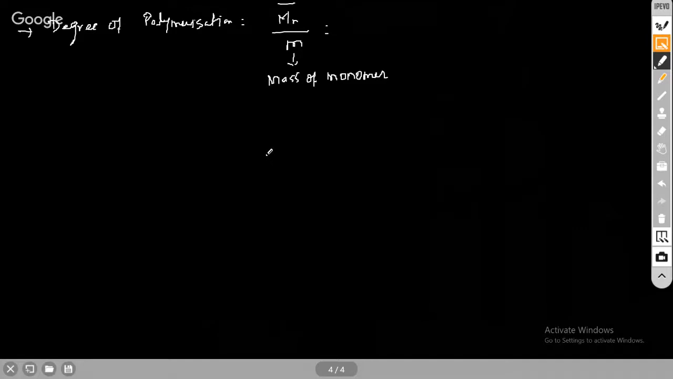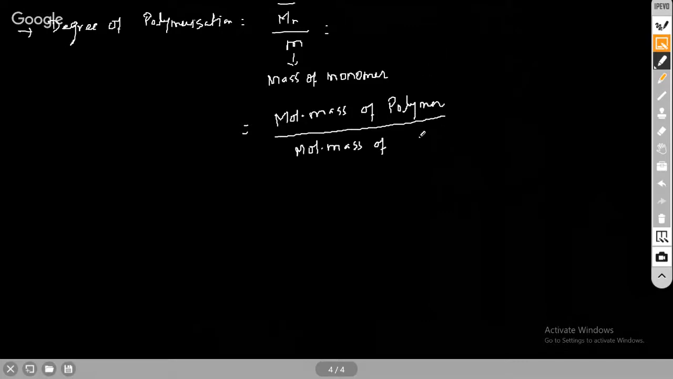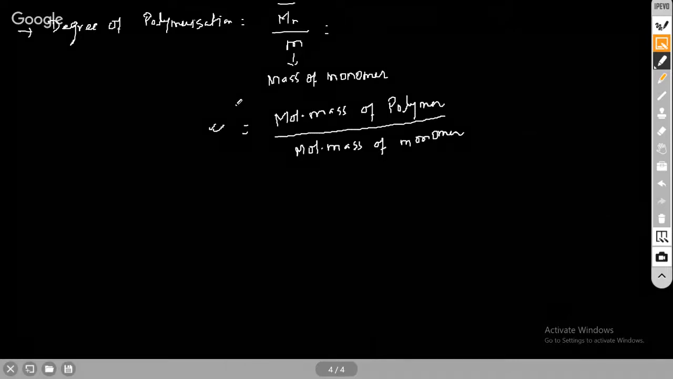Now the other formula, which is more important, and which we use to solve this question, is the molecular mass of the polymer divided by the molecular mass of the monomer. Both are more or less the same thing, but this one is more useful. Molecular mass of polymer divided by the molecular mass of monomer. Now we'll go to that question. Is it clear till here?